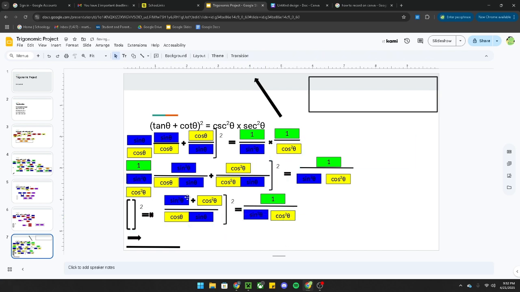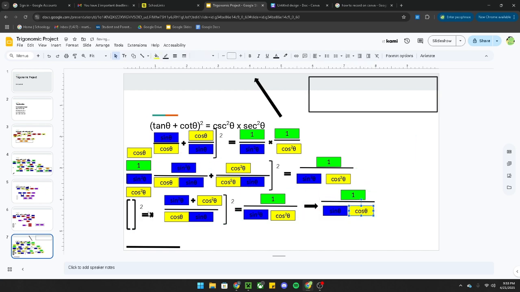Now, since this will equal 1 right here, I'm going to put that there. So then it'll be 1 over sine times cosine squared equals 1 over sine squared times cosine squared.